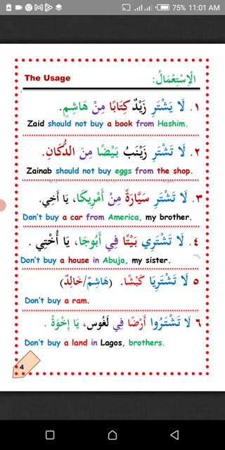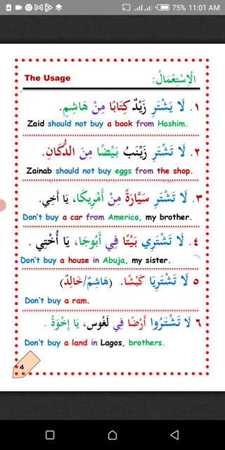Number five: لا تشتري كبشا. Don't buy a ram. Talking to Hashim and Khalid. You can also use لا تشتري while talking to Ruqayya and Khadija.